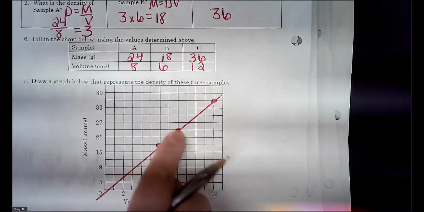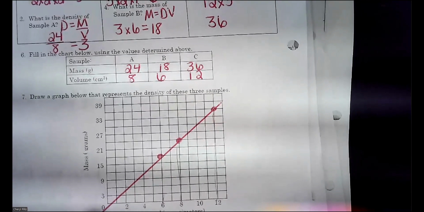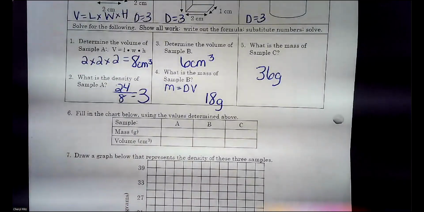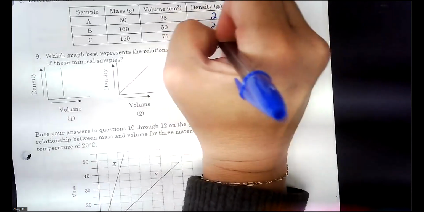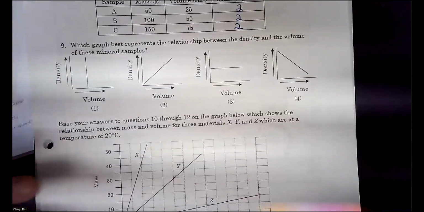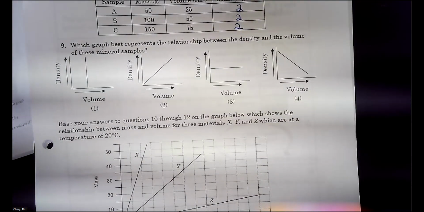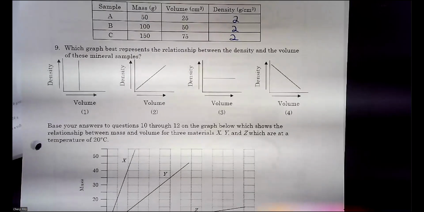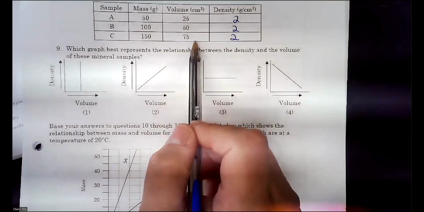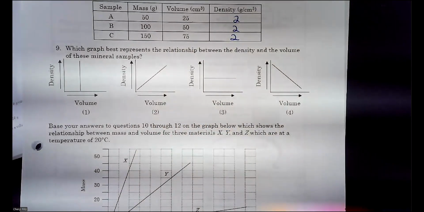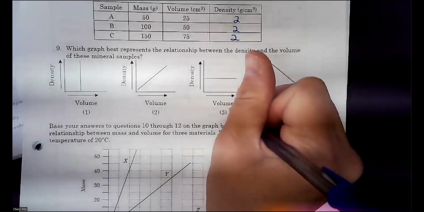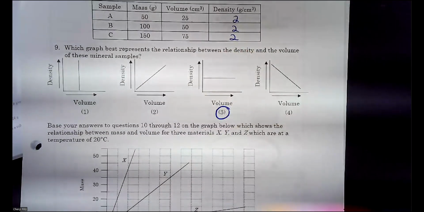If you went out of order, you would have had a misshapen line there. When you figured out the density here, 2, 2, 2. 50 divided by 25, 100 divided by 50, and 150 divided by 75 is 2. So these were all different volumes, but the same density. Which graph shows you that? 3, all different volumes, same density.